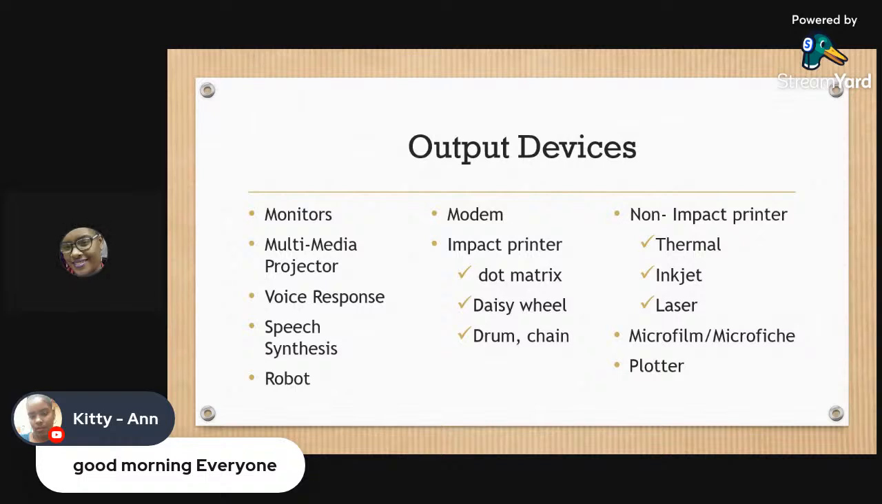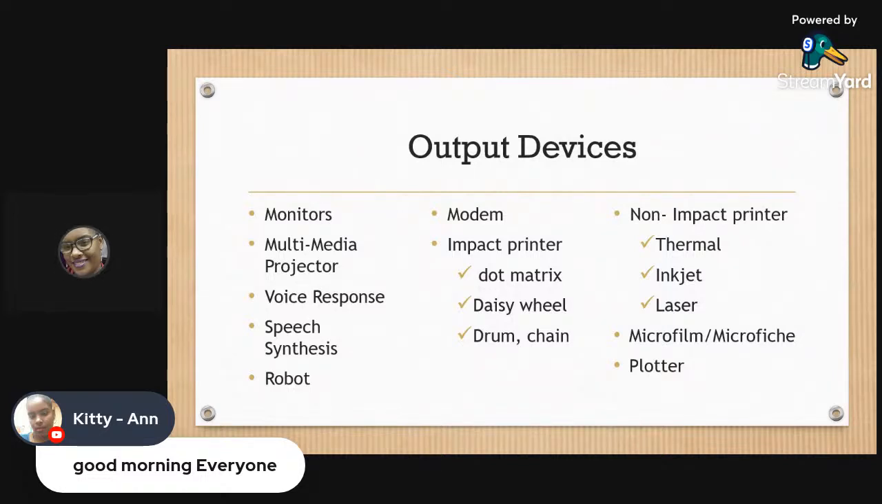Your modem is both input and output because it accepts data as well and it sends out data. So your modem is a communication device, but in the whole realm of which category it would fall under, it would be both input and output. Monitors provide soft copy output, same thing as your multimedia projector. Your voice response, speech synthesis.